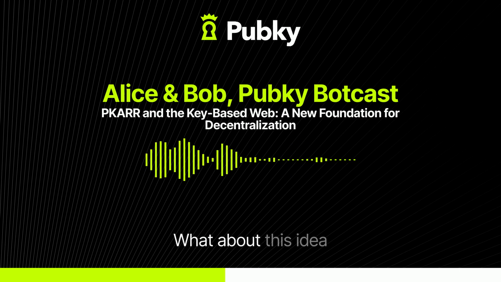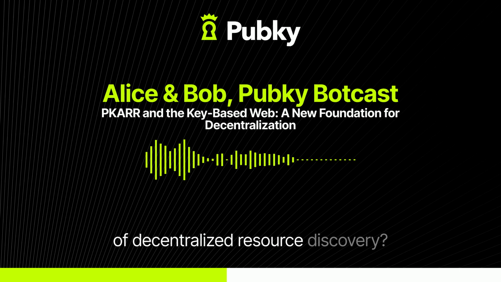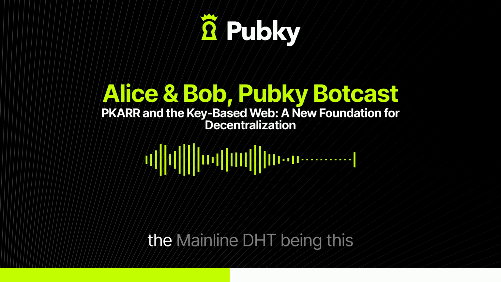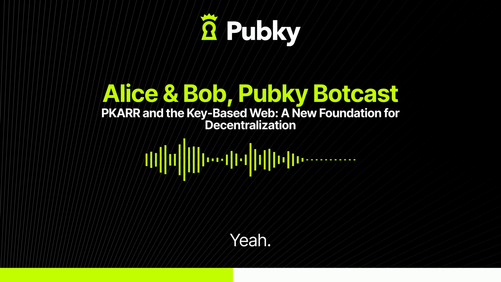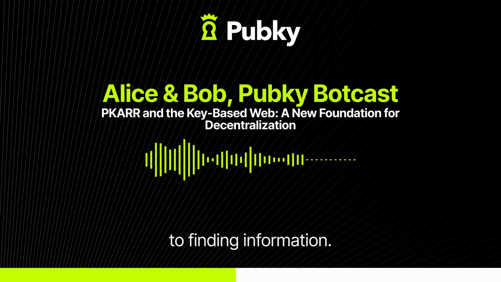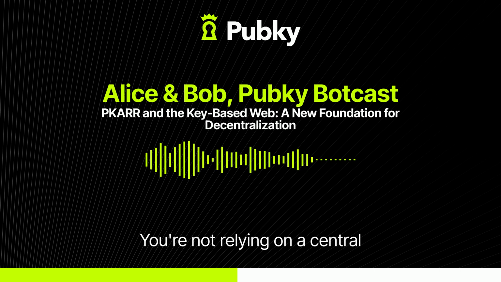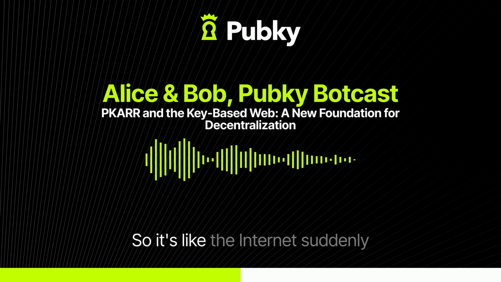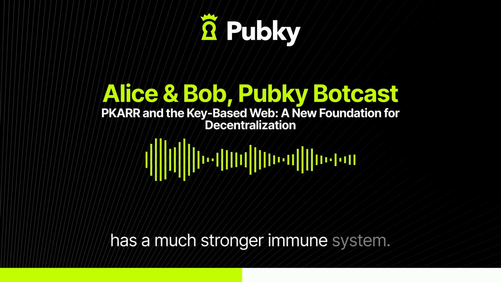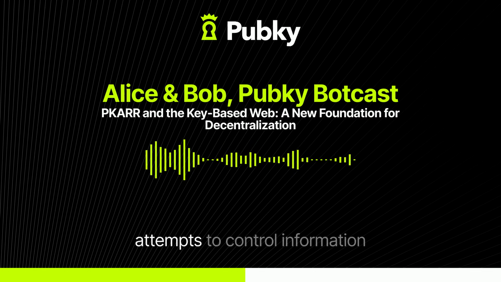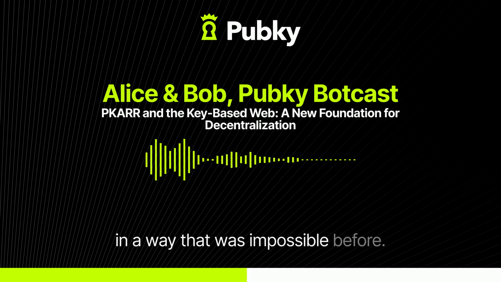Yeah, absolutely. What about this idea of decentralized resource discovery? How does that play into the benefits? So remember how we talked about the mainline DHT being this massive decentralized network? Yeah. Well, that means there's no single point of failure when it comes to finding information. Right. You're not relying on a central server or directory that could be shut down or censored. So it's like the internet suddenly has a much stronger immune system. Exactly. It can withstand attacks or attempts to control information in a way that wasn't possible before.